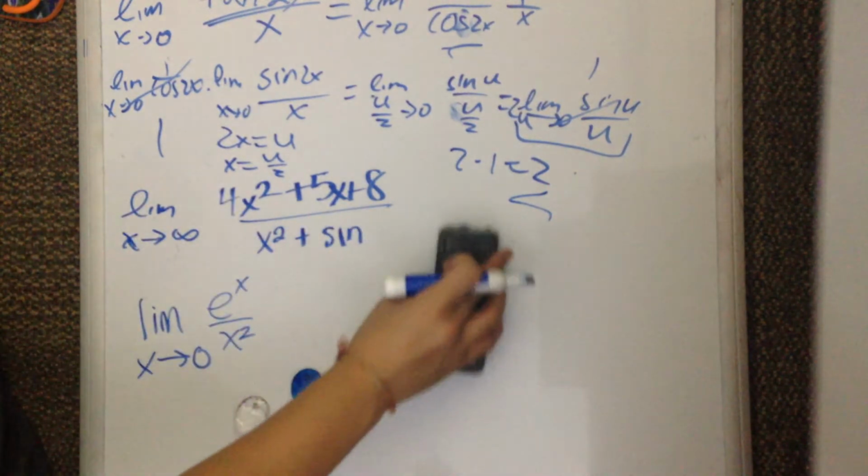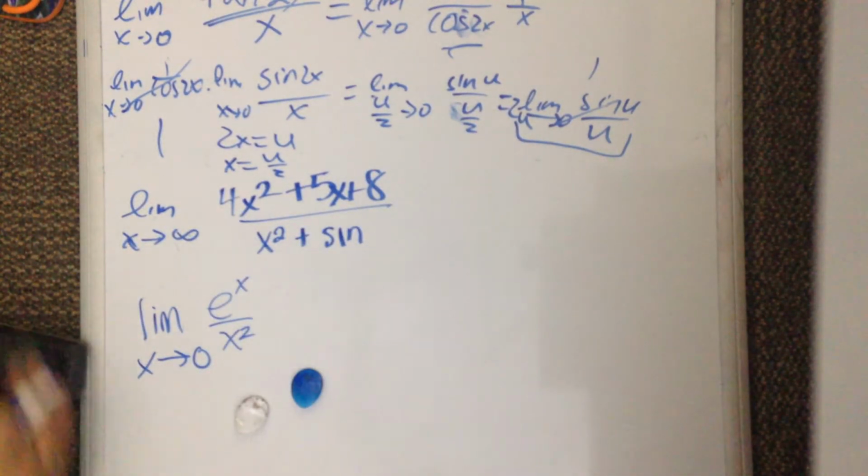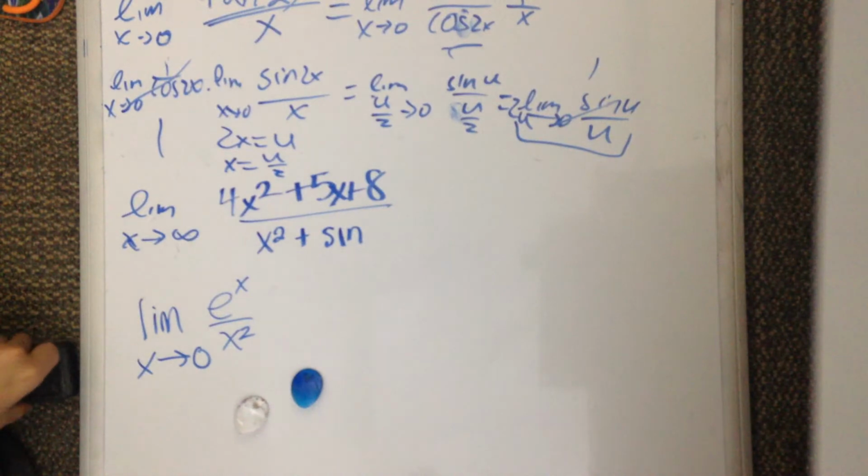Now, next problem. 4x squared plus 5x plus 8 divided by x squared plus sine x, and we're evaluating the limit as x approaches infinity.